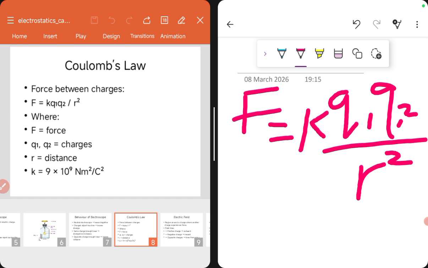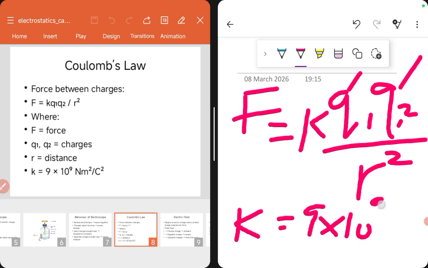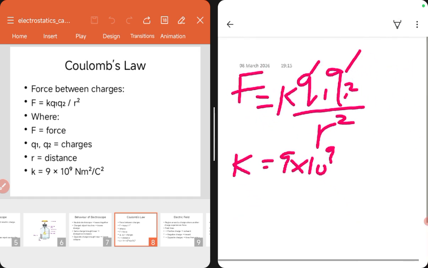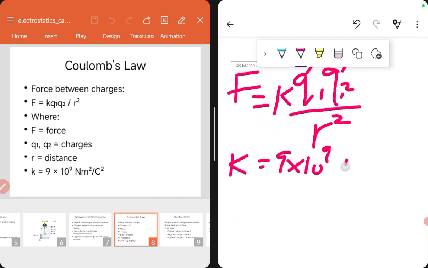So this is the formula for the force of attraction between two charges, where Q1 is the charge on one of the bodies, Q2 is the charge on the other body, R is the distance between them, and K is a constant. And what is the value of that constant? It is 9 times 10 raised to the power of 9. You can get the unit through dimension, which is Newton meter squared per Coulomb squared.